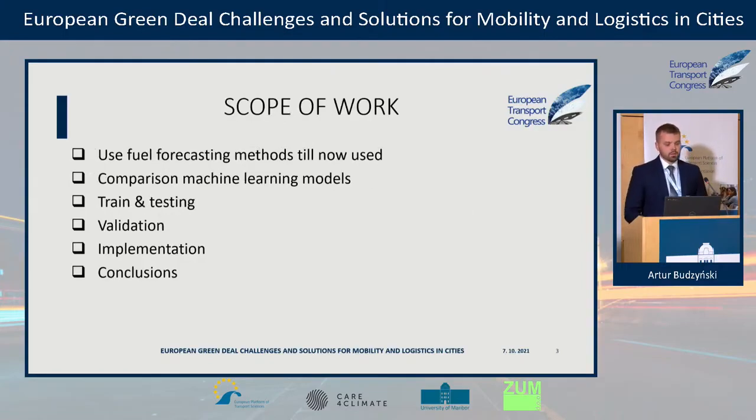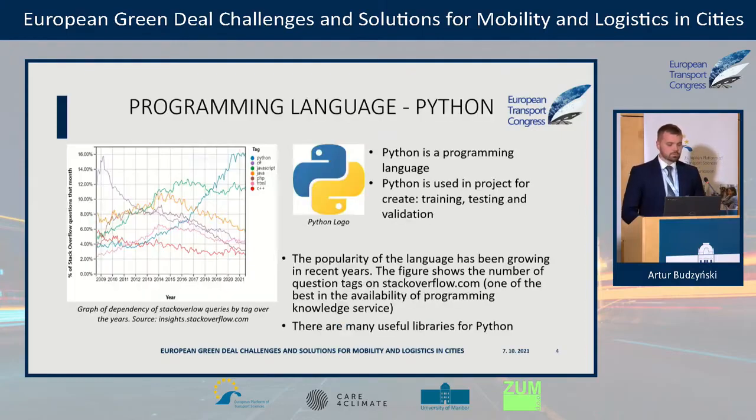Scope of work. So first, check the literature and the fuel forecasting methods which are used until now. Then take 13 machine learning models and test them by 3 success metrics. Next, save the models, give the models new data and make validation. Then show the possibility of implementation by creating an environment, and in the end, conclusions.